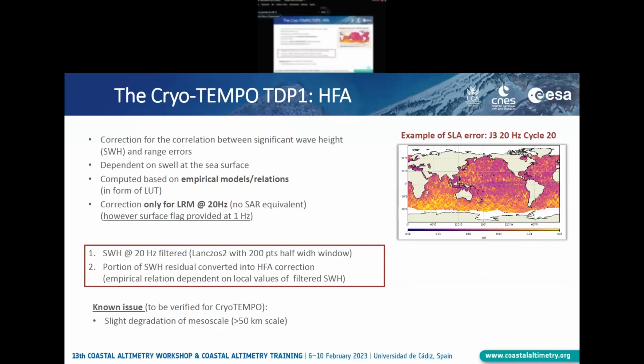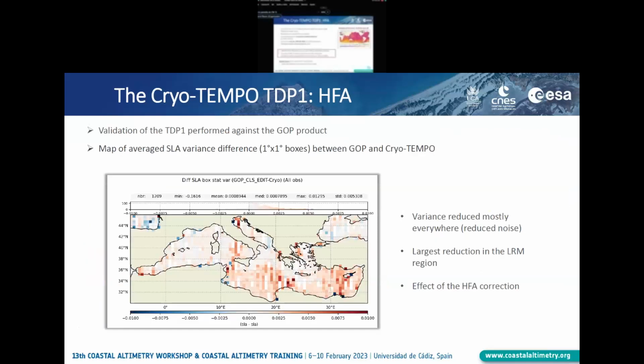We decided, since the idea was to improve the coastal product as much as possible, to apply the HFA correction, which removes part of the error that is associated with the significant wave height. There's a correlation between the error in significant wave height and in altimetry, and the HFA correction corrects for this error. And here is a map, for instance, of the difference in variance between the official product and the CryoTempo product averaged over boxes of 1 degree, I think.